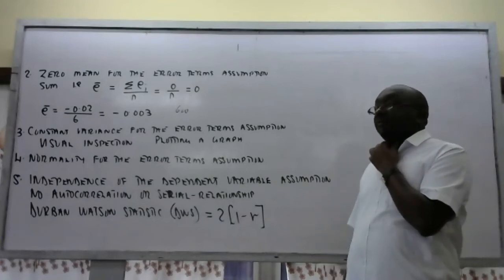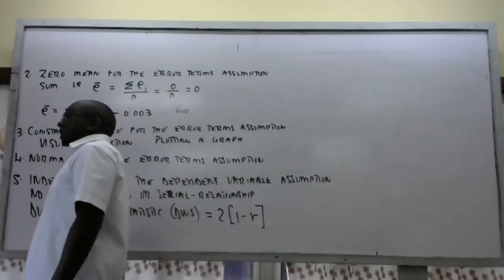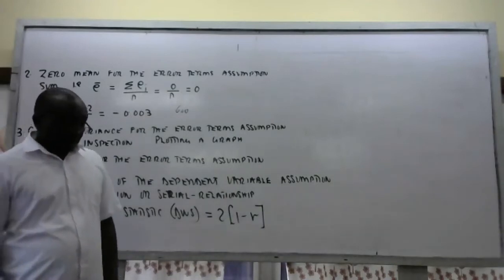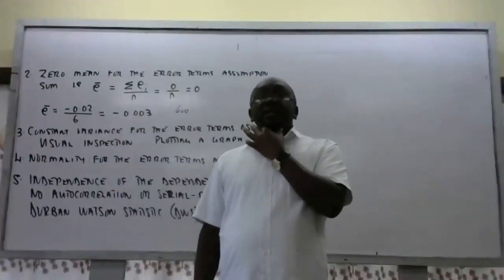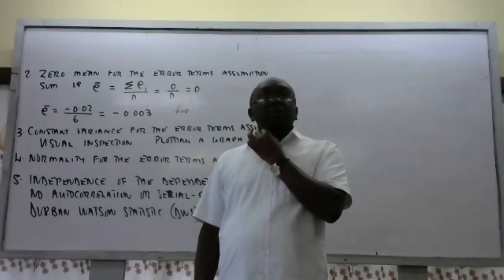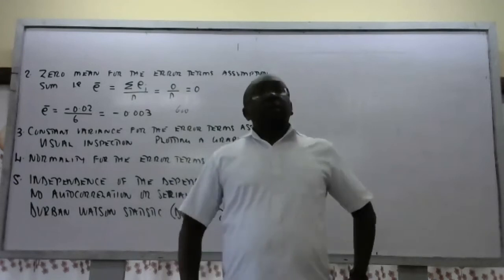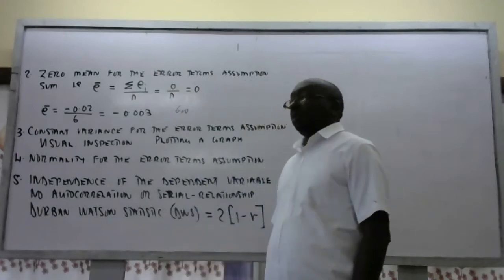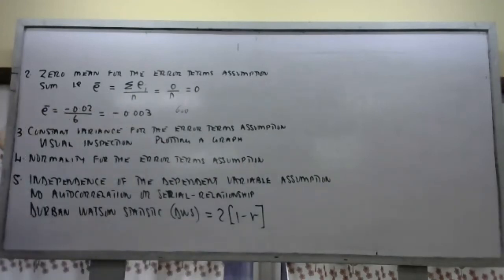If the calculated value is in the range of 0 to 4, it means there is no autocorrelation.